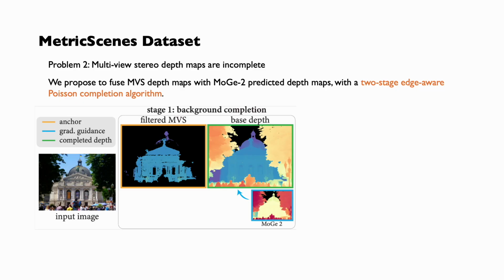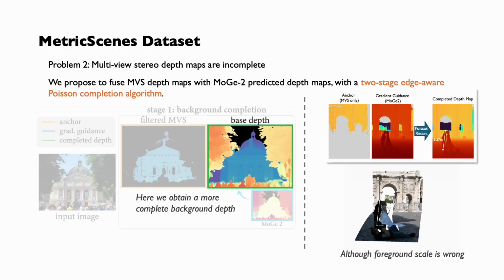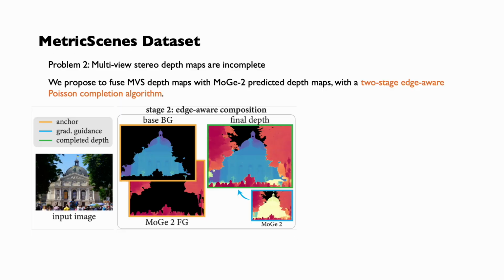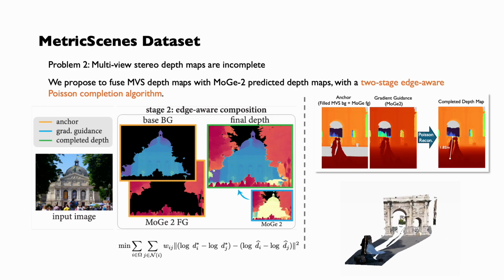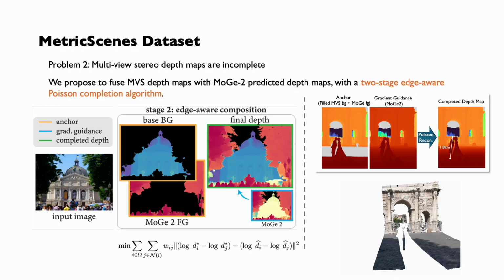In stage 1, we use only the sparse background depth as anchors. This will result in complete depth maps where the background is at a consistent metric scale, although the foreground is enlarged. In stage 2, we combine the completed background from stage 1 with MoGe-2 predicted foreground to form a composite anchor. To further preserve sharp boundaries, we utilize an edge-weighted objective where the weight w_ij approaches zero across sharp depth discontinuities. With this strategy, we effectively address scale conflict and boundary distortion.